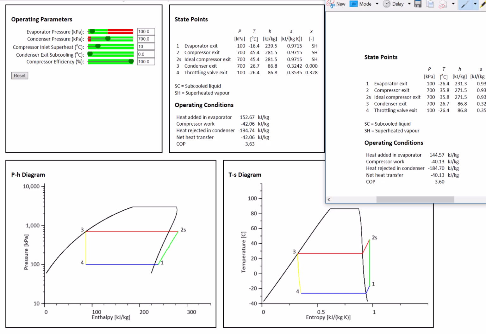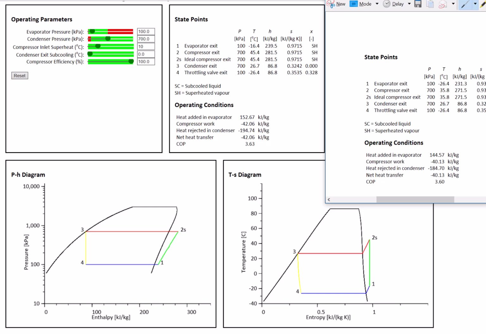We see that the coefficient of performance used to be 3.6. It's now increased a little bit to 3.63, so a very small increase in the coefficient of performance. The reason the coefficient of performance has gone up is notice that the refrigeration effect, the amount of energy that we're adding by heat transfer into the evaporator, has increased. So the change in enthalpy here has this extra amount, so it's larger. So if we look at the heat added in the evaporator, it's now 153, and it used to be 145. So an increased refrigeration effect.